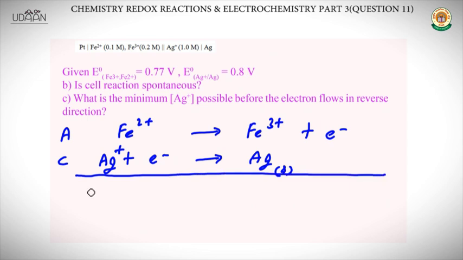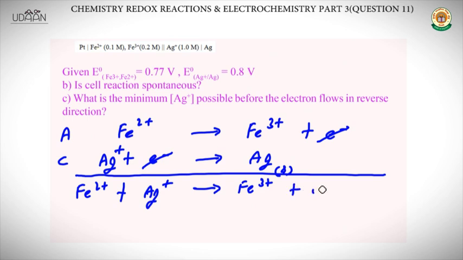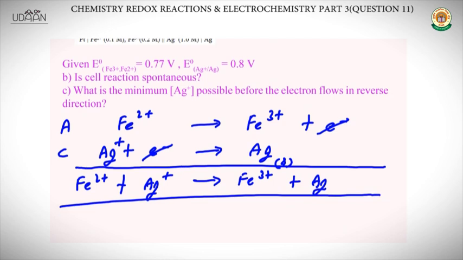Now we can write the full reaction. This is Fe2+ plus Ag plus. We can directly cancel the electron as there is one electron on both sides. This gives Fe3+ plus Ag. Okay, so this is our net reaction.